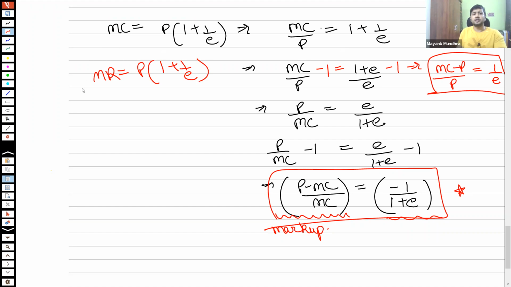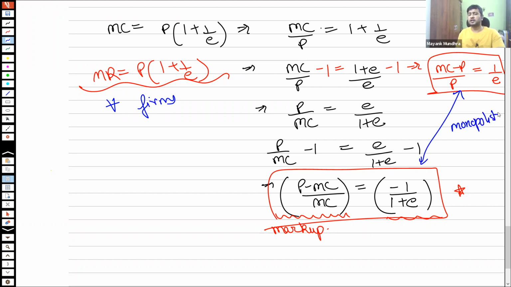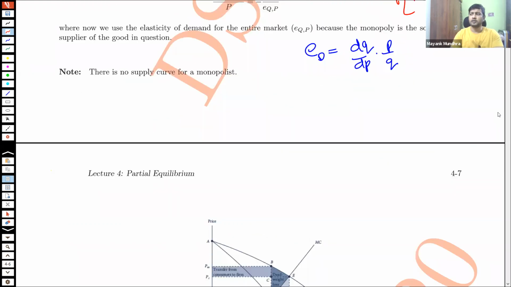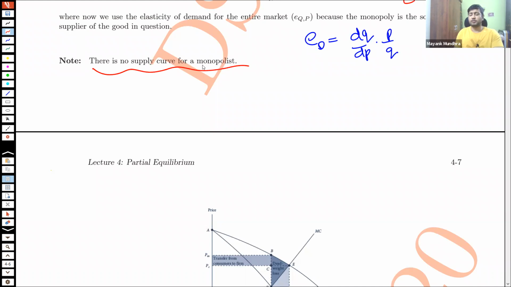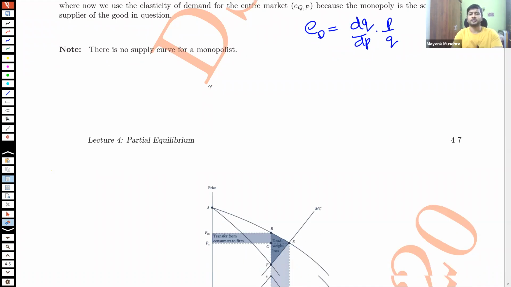This thing holds for all firms, whereas these two things only hold for a monopolist. The relationship between marginal revenue and price elasticity holds for all firms, but the relationship between marginal cost, price, and elasticity holds only for a monopolist, because for a monopolist, marginal revenue is marginal cost. We have no supply curve for a monopolist. There is no supply curve which exists for a monopolist.